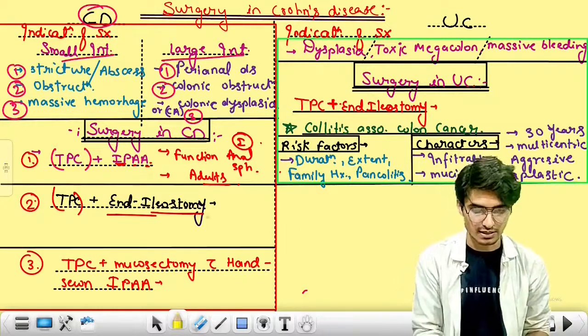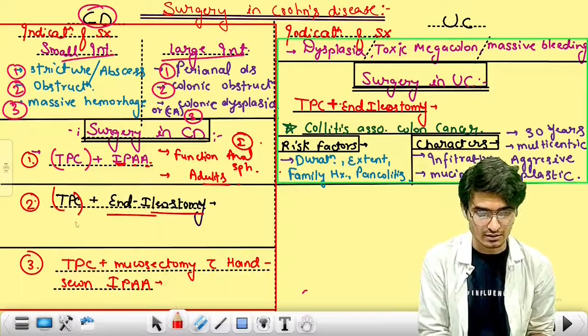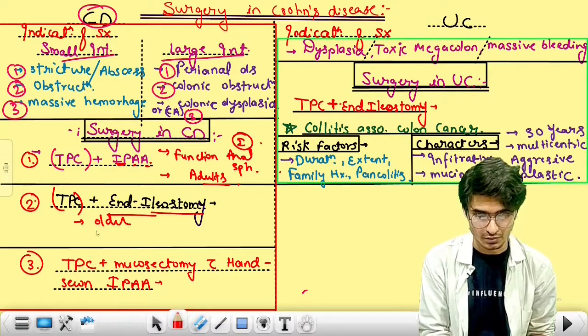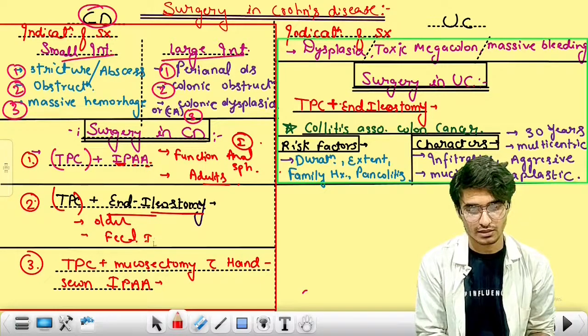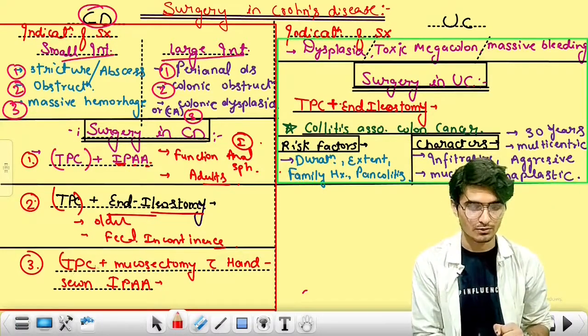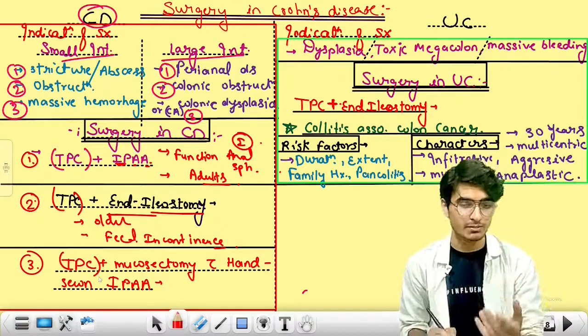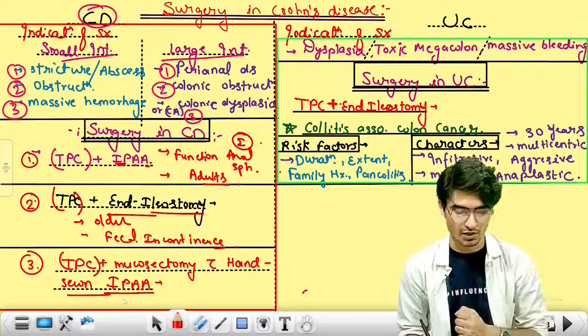That is done in patients having fecal incontinence and in older patients. So patients are older and with fecal incontinence. And the third is total proctocolectomy plus mucosectomy with hand sewn ileal pouch anal anastomosis.